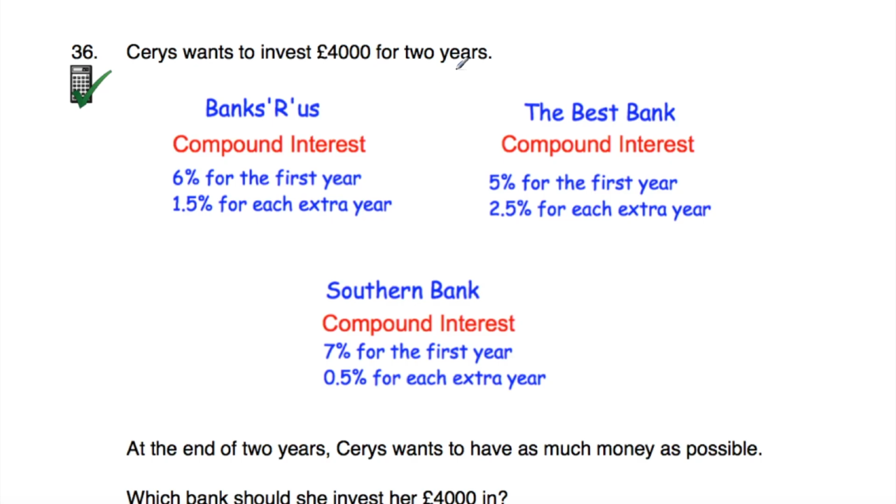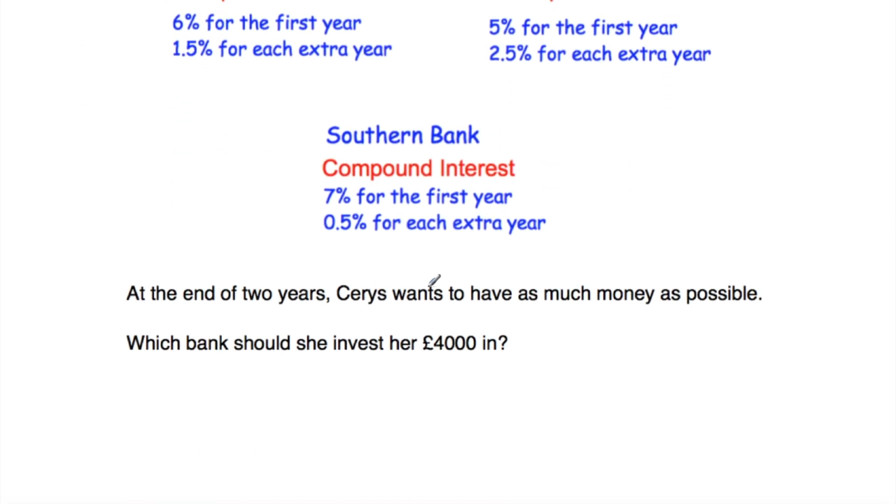Now she's investing it for 2 years, so that means it's going to be 6% for the first year and then another 1.5% for the next year and so on. Okay, so if we then carry on, it says at the end of the 2 years, Keris wants to have as much money as possible. Yeah, that's hopefully the aim when you're investing money. And it says which bank should she invest the £4,000 in?